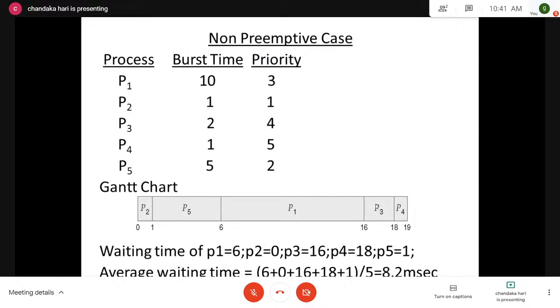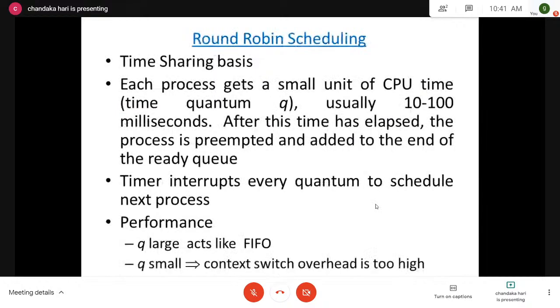That's it. Now we move on to the next kind of scheduling algorithm, round robin scheduling algorithm. So what is this round robin scheduling algorithm? It is purely based on time sharing operating system. You know what is time sharing operating systems?